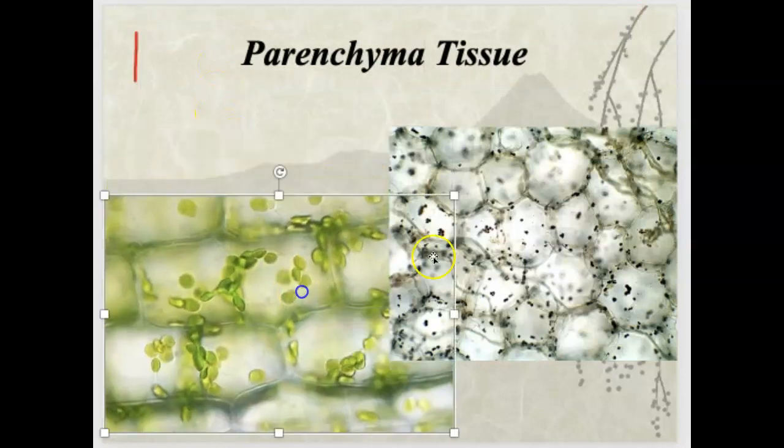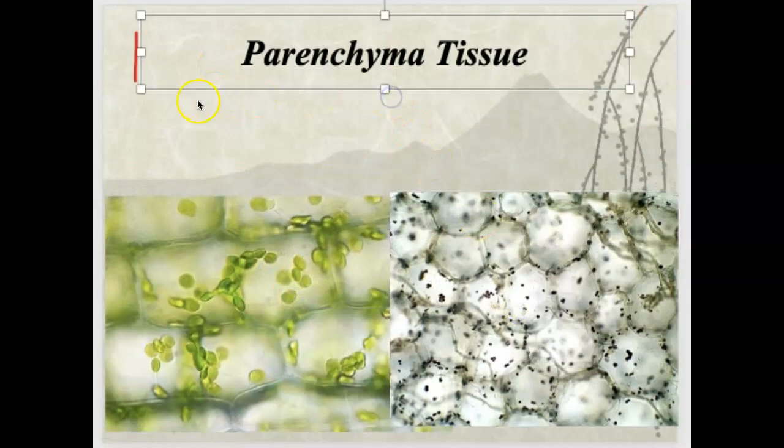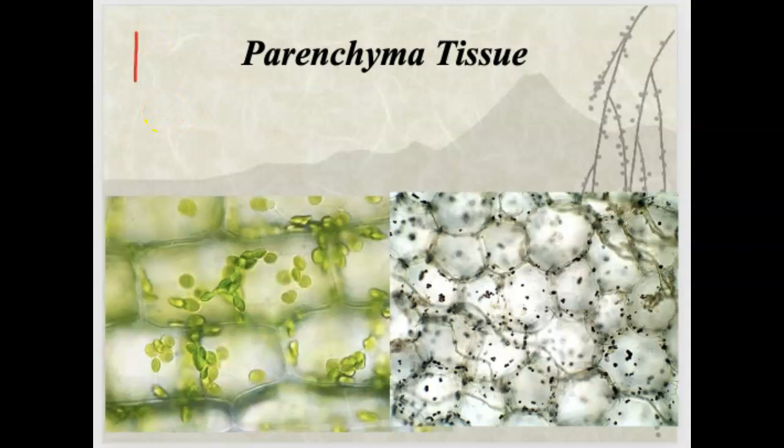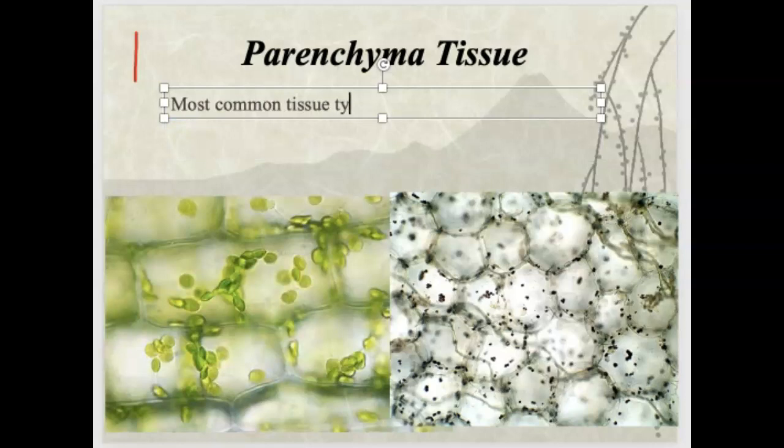Parenchyma tissue, let me give you some facts about it here. This is actually going to be the most common tissue type within the vascular flowering plants. So a great example, if you guys have an apple, take a bite, that soft, juicy part that we eat, that's parenchyma tissue.